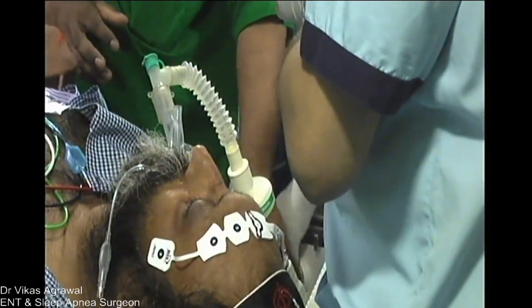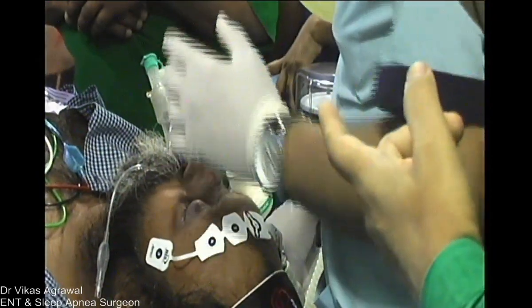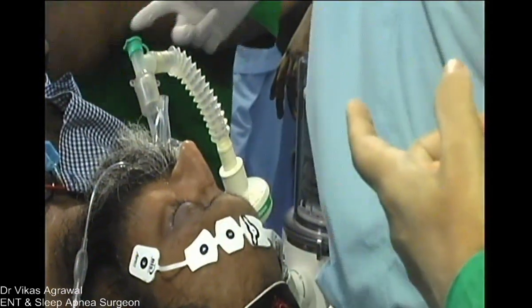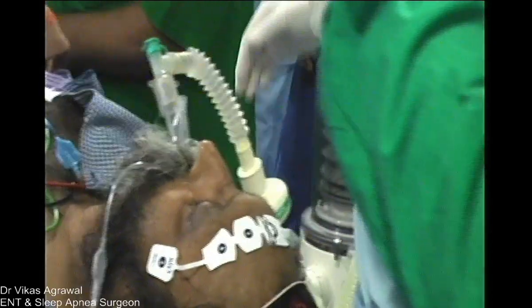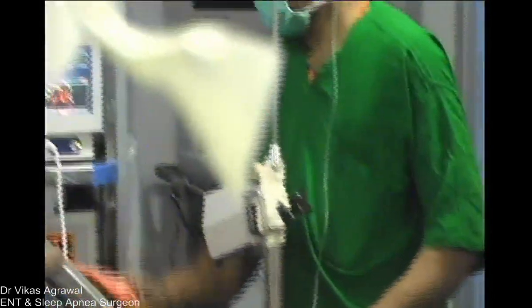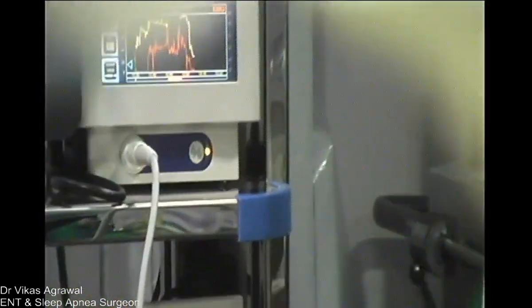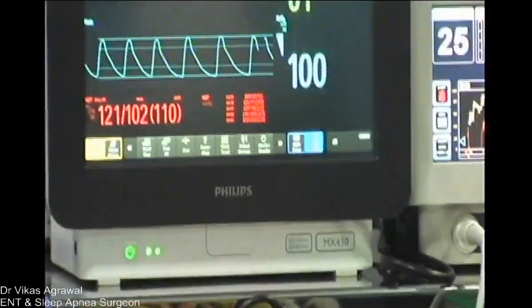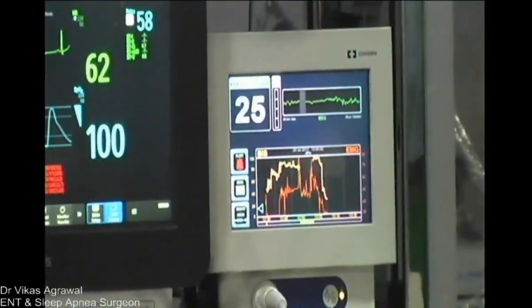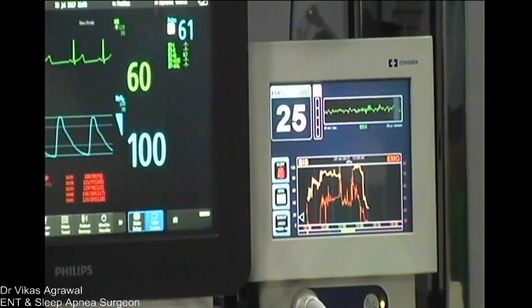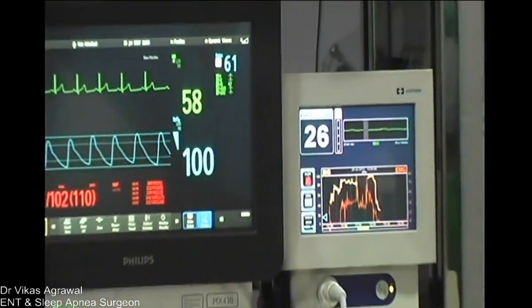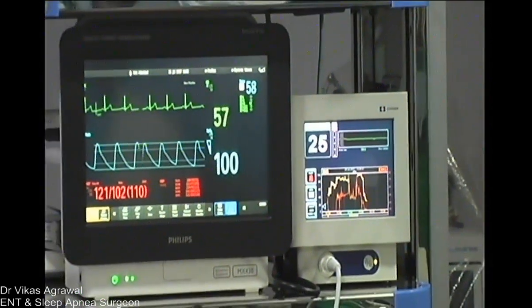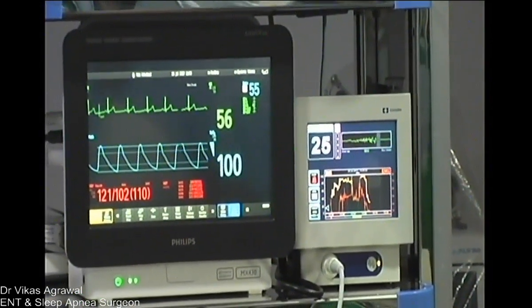So now if you see here, he has already put in the LMA and is ventilating onto the LMA. Show the base. This is at 25. So complete relaxation, and you can easily ventilate the patient. See, the saturation is 100, pulse rate is 60, this is 26. Show the blood pressure. The blood pressure is 121 by 100.